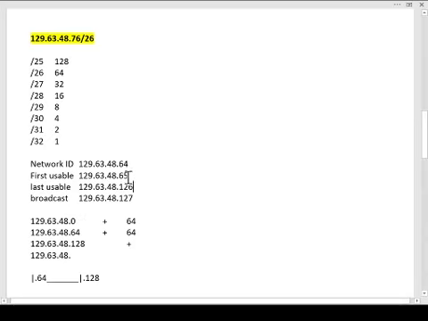And 76 does fall in this range. So we have 64 IP addresses, 62 are usable. Network ID is even, broadcast is odd. Let's move on to the next one.